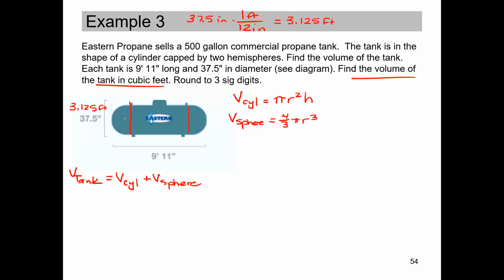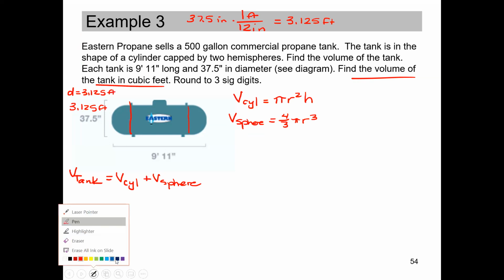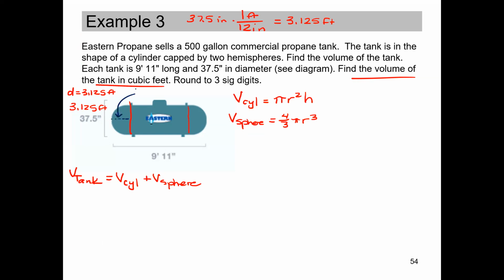So I'm going to need a radius. Let me start with finding the radius. I have a diameter, and the diameter I have is 3.125 feet. If I want the radius, this radius would be half that. So it'll be 1.56 feet. So that's going to help me. I know my r is 1.56 feet.